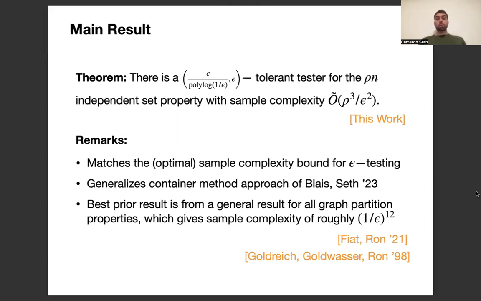And we'll note that this also improves on the best prior bounds for tolerant testing of the rho n independent set property. So it was not studied directly, but there are a number of results for testing general graph partition properties. And it's been shown that you can tolerantly test general graph partition properties, but with a polynomial dependence in epsilon that is quite large. And so we improve on that.